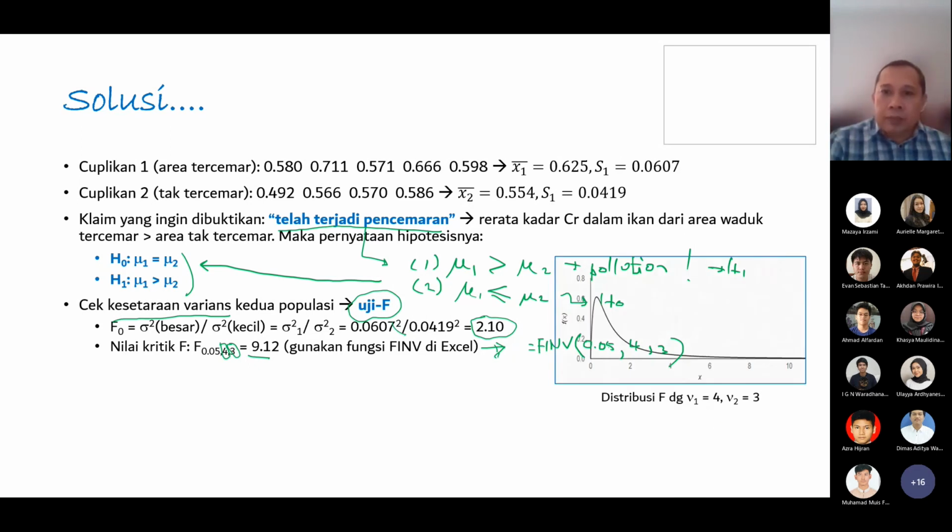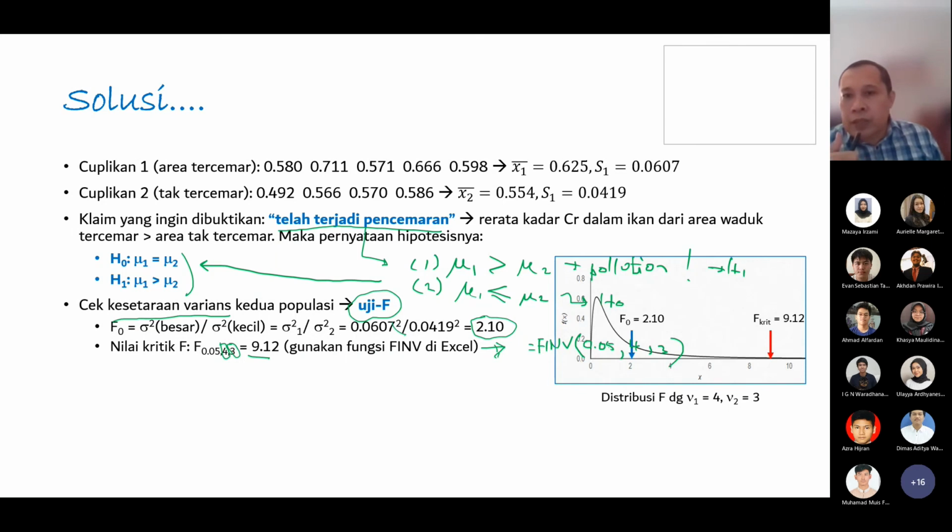Okay, so that's the F distribution with degrees of freedom of 4 and 3. And that's your critical F value. Oh, sorry, that's the test statistic. The F0 is 2.110 and the F critical is 9.12. F critical is far away to the right of the F0. In other words, conversely, the F0 is far away from the rejection region.